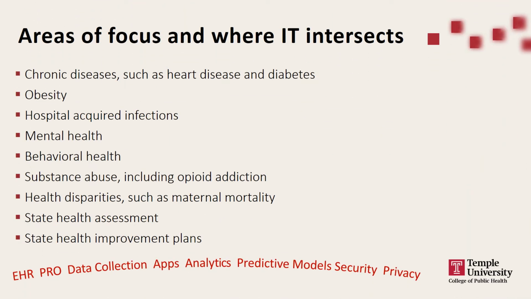Areas of focus and where information technology intersects. Some examples include chronic diseases such as heart disease and diabetes, obesity, hospital-acquired infections, mental health, behavioral health, substance abuse, including opioid addiction, health disparities such as maternal mortality, state health assessments, and state health improvement plans.